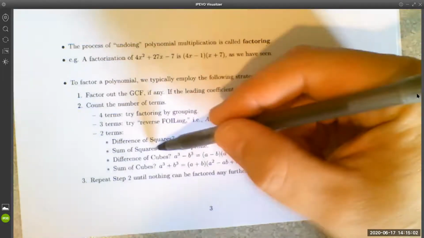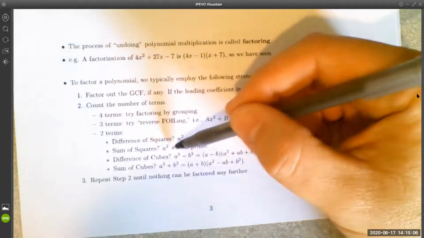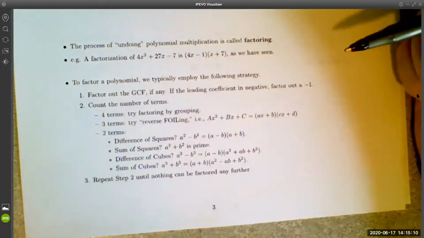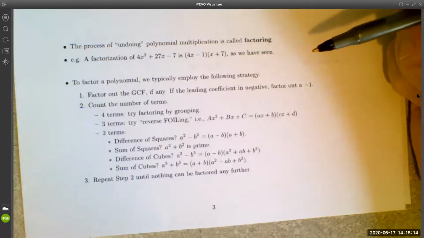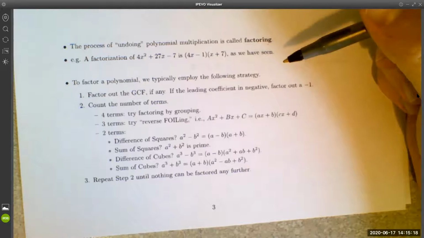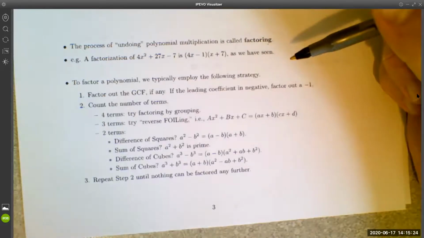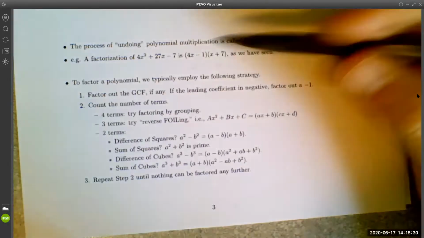Is it a sum of squares? If it's a sum of squares, it would look like something squared plus something squared. And a sum of squares is prime. That means it's not factorable. You can't factor a sum of squares, at least over the real numbers. We'll see later on in the course that you can actually factor a sum of squares over the complex numbers, but not over the reals. Okay?